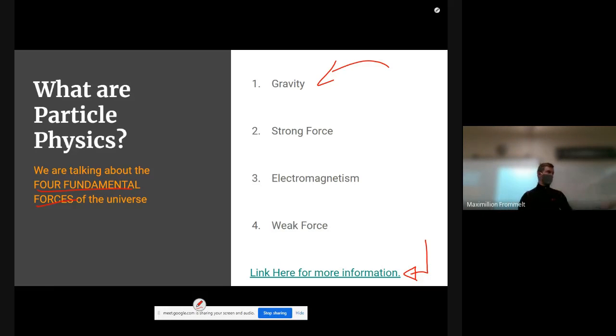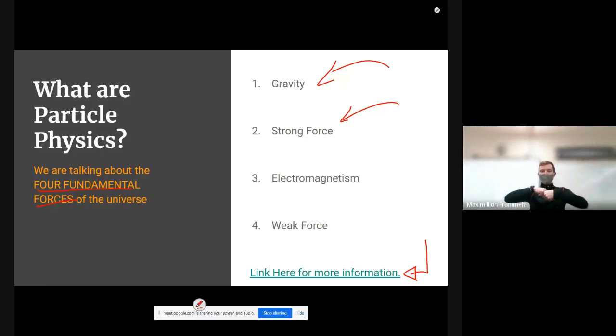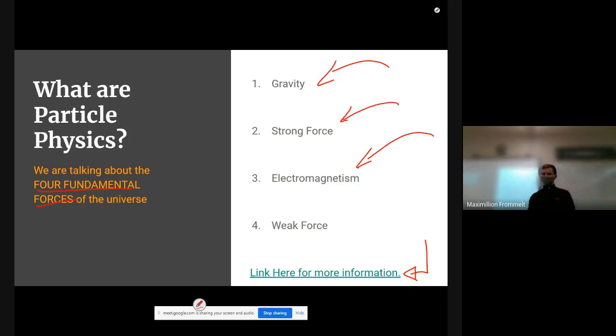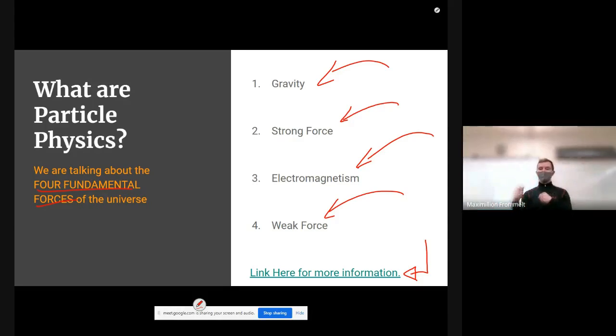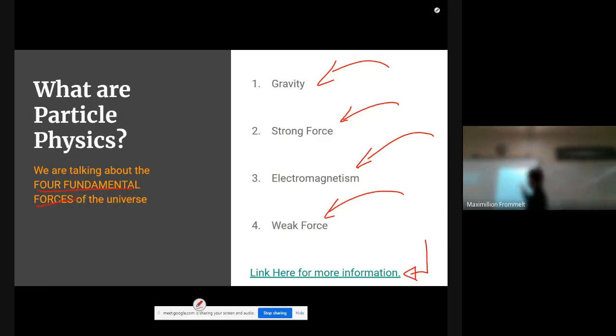Gravity, I'm sure you've heard of that force. Gravity acts on everything. The strong force is referring to the actual force between protons and neutrons that keep an atom together. Electromagnetism is referring to magnetism and light. The weak force is referring to the forces that interact between atoms. So strong force is specifically inside the atom. Weak force is outside the atom. And so particle physics, I'm talking about four major forces.